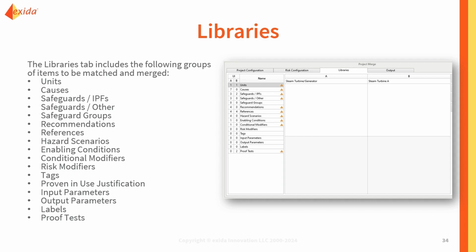Here we see a list of the libraries that we need to address given that the projects have separate scopes. And that includes the units, causes, our SIF safeguards, and our non-SIF safeguards, safeguard groups, recommendations, references, hazard scenarios, enabling conditions and conditional modifiers, our risk modifiers from our SIL selection tool, any of the tags defined in SILver, our proven in use justifications, our input and output parameters, labels, and proof tests.